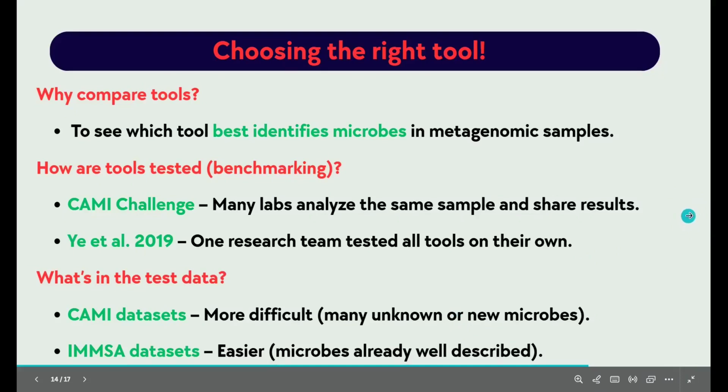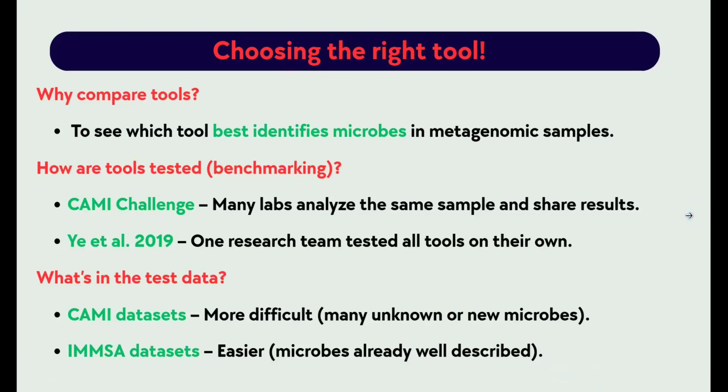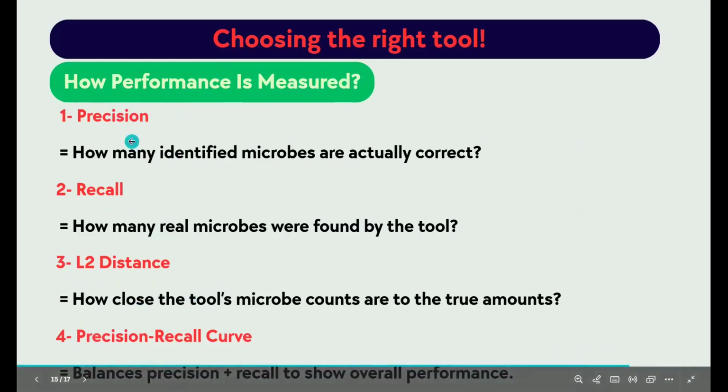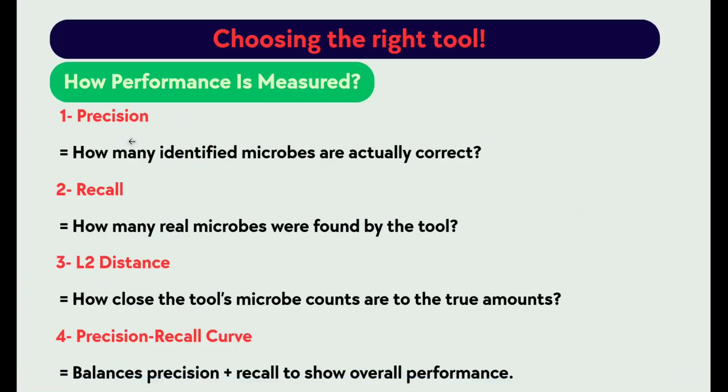We can move to the next slide to see how they check which tool is better, based on what, and how performance is measured. Performance is measured based on 4 points. You can think of it like grading each tool with different questions. The first one is precision. We can ask, of all the microbes the tool said were in the sample, how many were actually correct? How many identified microbes are actually correct?